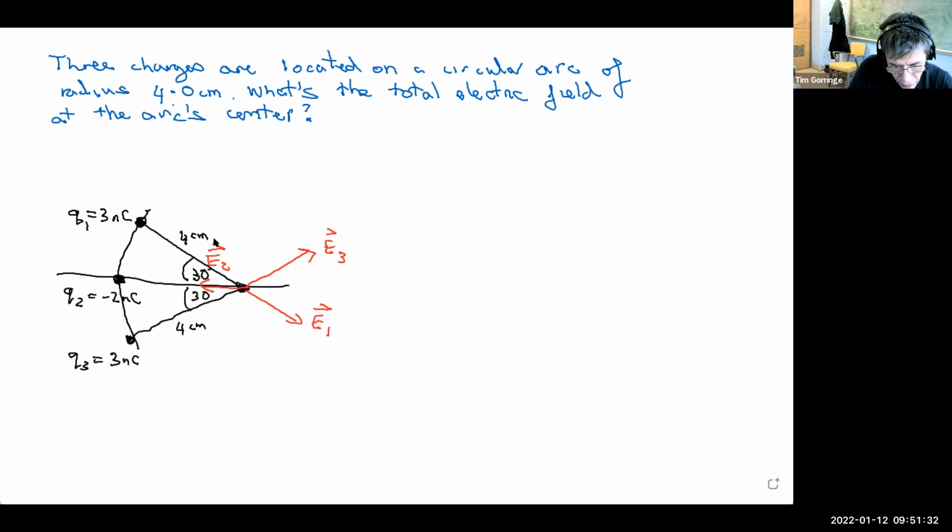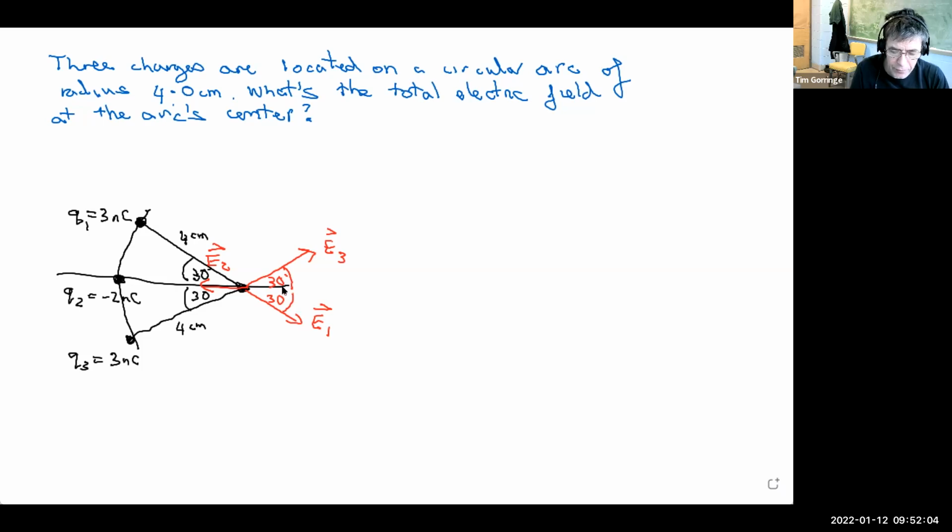I've also drawn the fact that E3 is at an angle of 30 degrees above the horizontal, and E1 is at an angle of 30 degrees below the horizontal. So they're symmetric above and below the horizontal. Now, that's important when we start to think about adding up these 3 vectors.